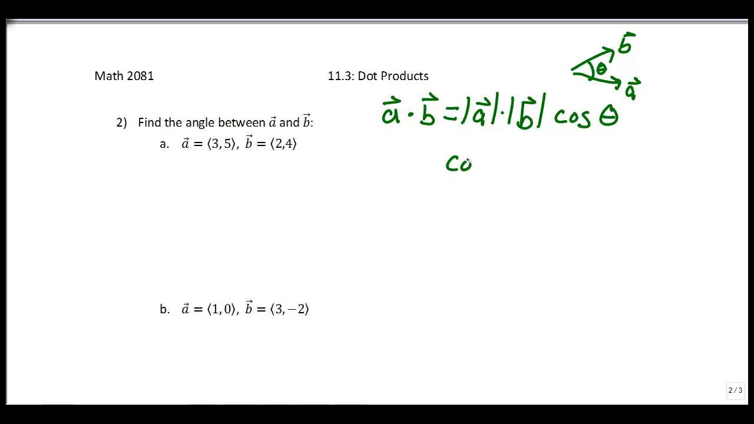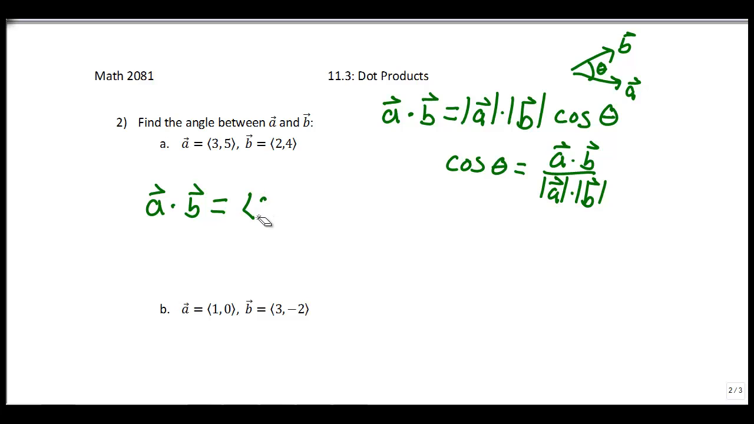You may see this rewritten as cosine theta equals A dot B over the magnitude of A times the magnitude of B, or something like that. I suppose you could do an arc cosine here as well. Okay, so what we're going to get here is this setup. First of all, let's just write it out. A dot B is 3 times 2, that's 6, plus 5 times 4, that's 20. A dot B is 26.